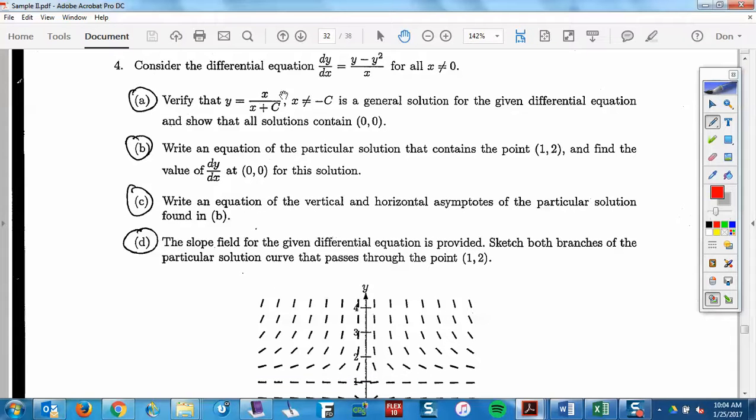Then they say, here's a solution where x can't be negative c, which again would give you an undefined point on the original graph. Here would be an undefined slope. Here would be an undefined point. But then it says, show that all solutions contain (0, 0). So we just said up here that x can't be 0. Well, that just means that if x is 0, this y prime doesn't apply. But x can still be 0 on the solution. So that's what we're going to take a look at here in part A.